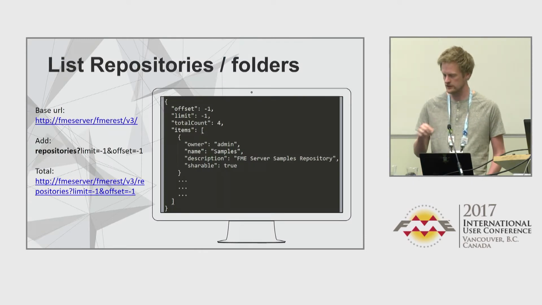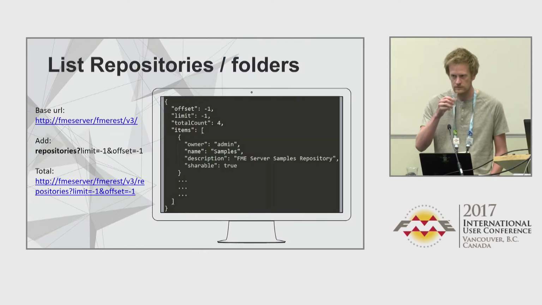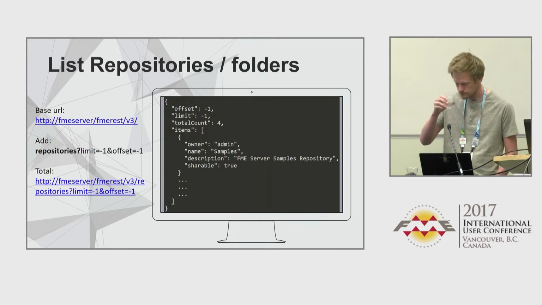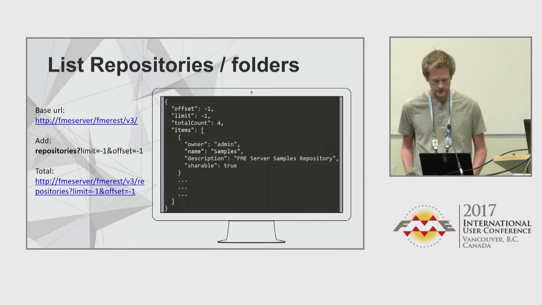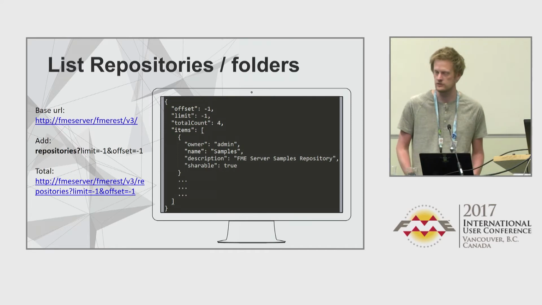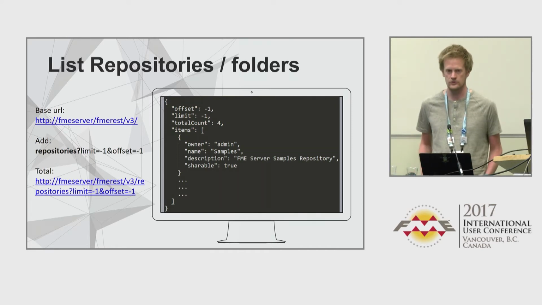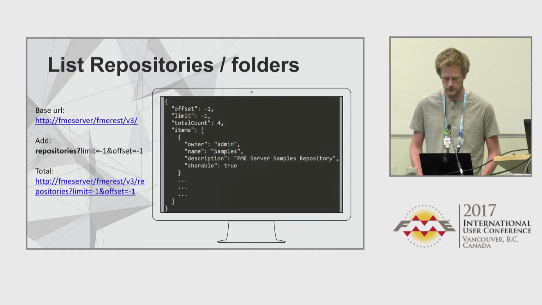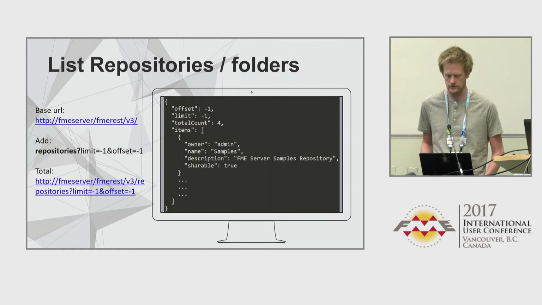So how many have used the REST API already of FME Server? It's quite simple. Even I can understand it. It's basically a URL after you have given a password and got a token. So you can list, for instance, repositories or folders that contain different workspaces. And you get a JSON in return, or an XML.